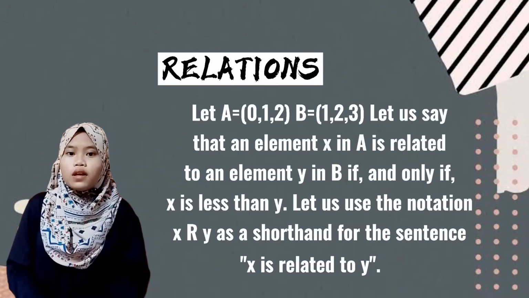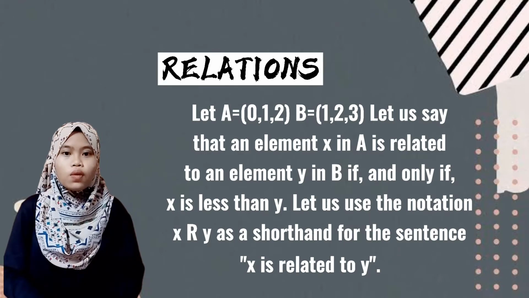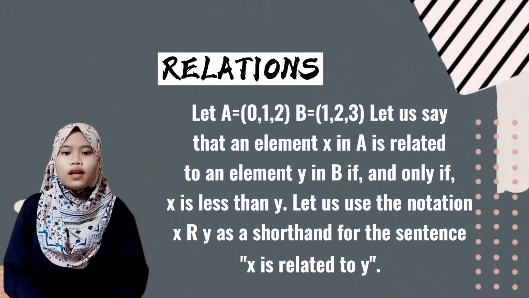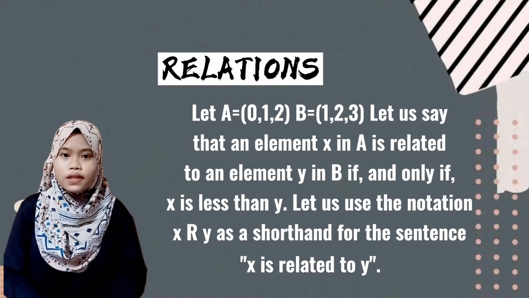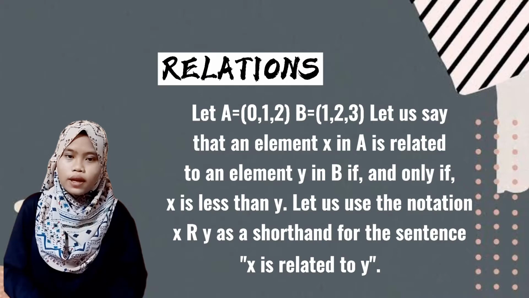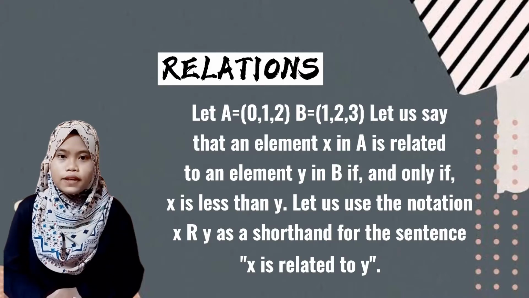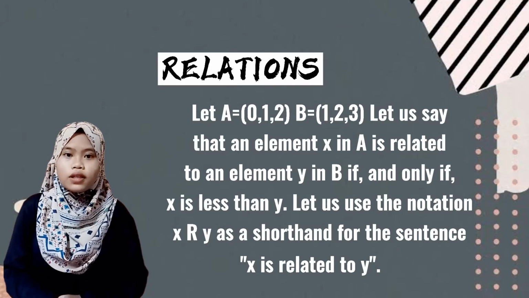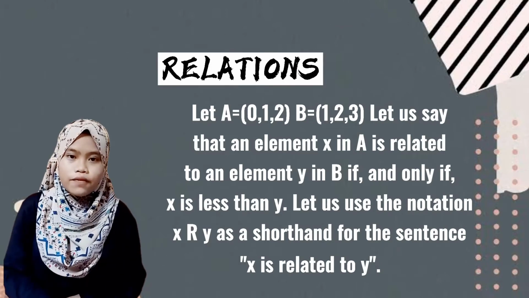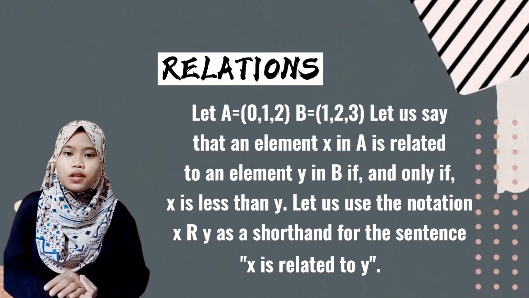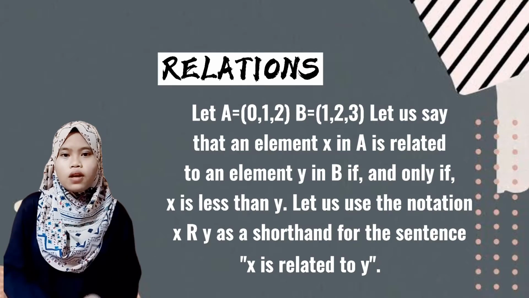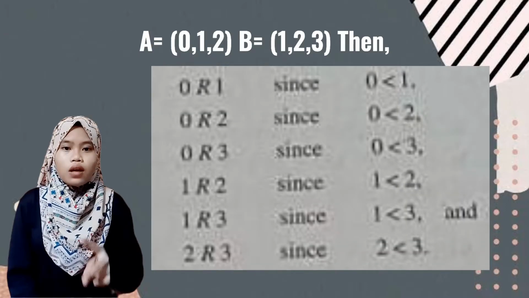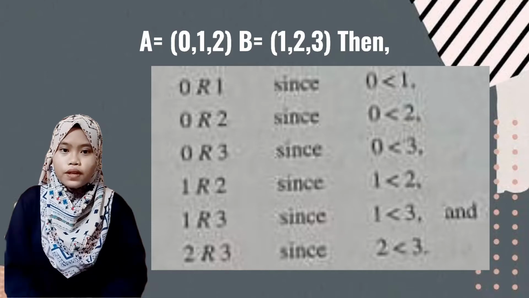Before that, let A be a set of 0, 1, 2 and B be a set of 1, 2, 3. Let us say that an element X in A is related to the element Y in B if and only if X is less than Y. Let us use the notation X R Y as a shorthand for the sentence X is related to Y. Then here's the example of a set of ordered pairs that are related.